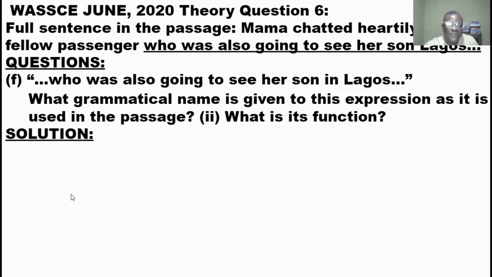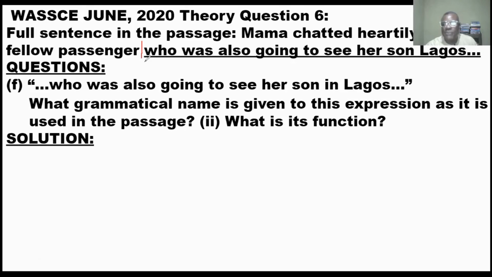How do we solve this? Again, we use the border principle. Mama chatted heartily with a fellow passenger. And this is where the underlined expression begins. So we put a border line here. And then elimination, we eliminate this expression, and then we examine the type of question that arises when we read the rest of the sentence. Now follow this procedure carefully.